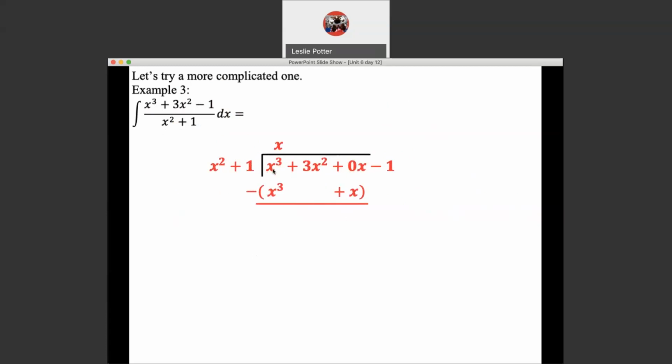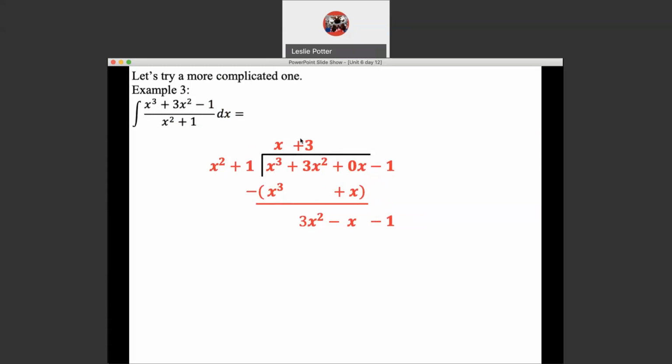And so x cubed minus x cubed is 0. I have 3x squared minus no x squared, so 0x squared. So it's just 3x squared that comes down. And then I have 0 minus x, which is going to be minus x. Okay, we still have a bigger power, so we still need to continue our division. So we're going to multiply by 3. Oh yeah, that one's got to come down.